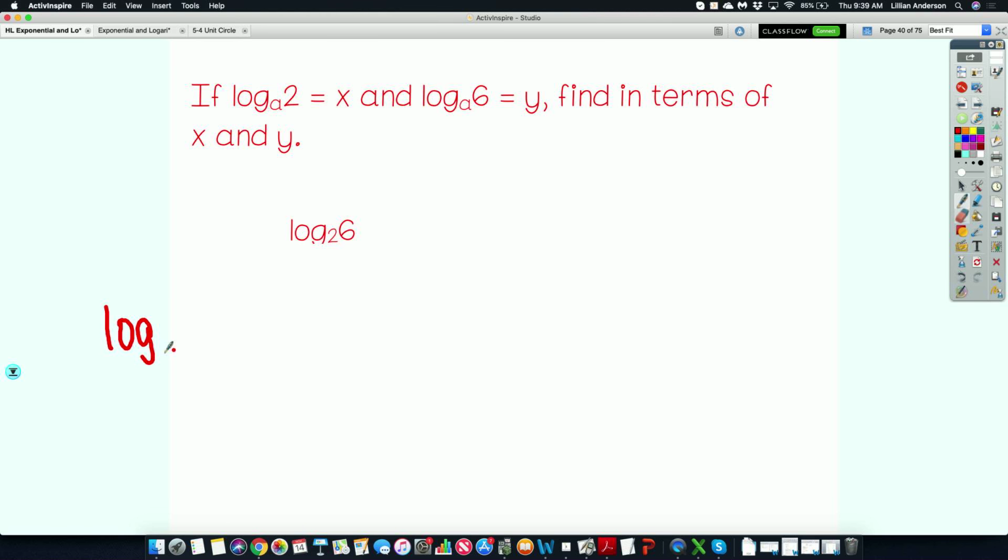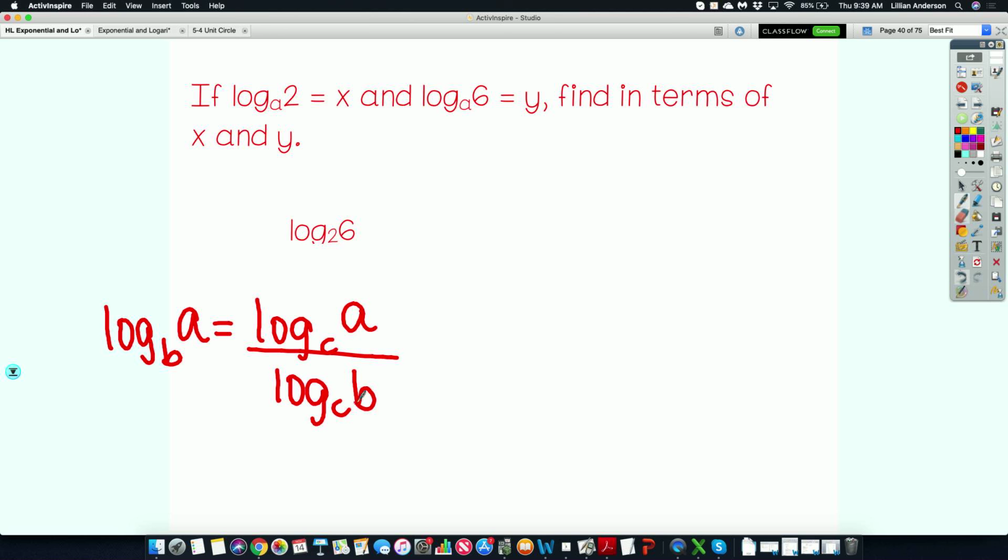Log base a equals log. Wait, it was a log base a of b? No, log base b of a. That's okay, because I want to make sure I have it the exact same way as it is on your formula. So then you'll have a log base C of A over log base C of B. That C can stand for any base that you want it to be, okay? And since I'm trying to rewrite this in terms of x and y, the base that I want them to be is going to be a base of what?